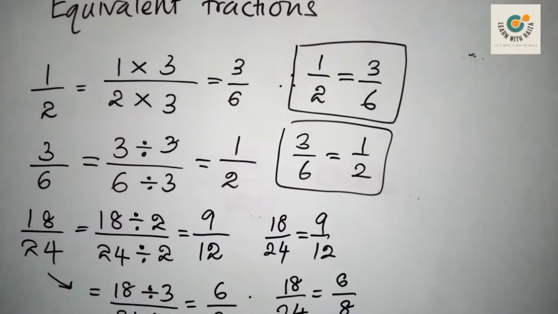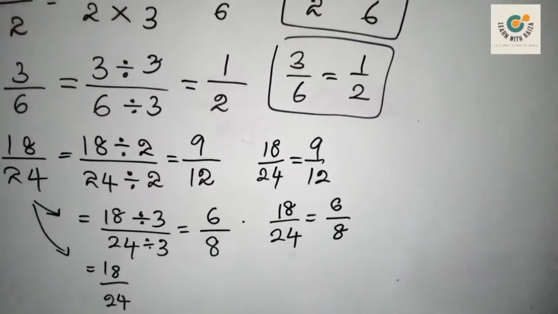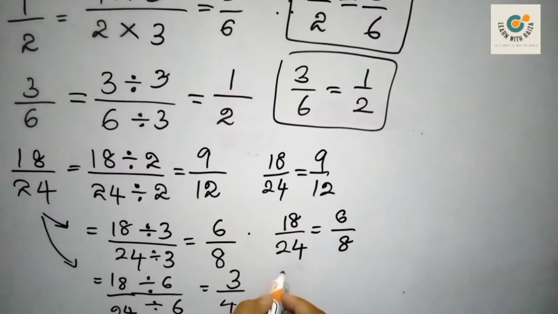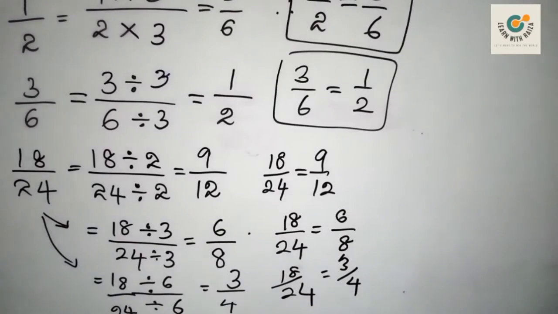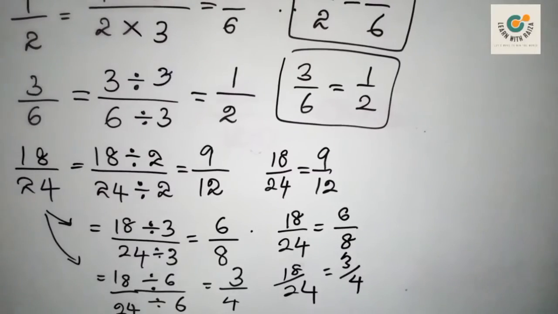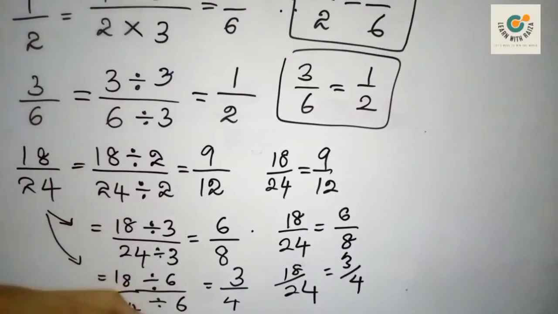If they ask you to make another pair of equivalent fractions, I can divide 18 and 24. I can divide both 18 and 24 by 6 from the 6 times table, where I get 3, and 24 divided by 6 is 4. So I can say 18 over 24 is equivalent to 3 over 4. Now I found 3 pairs of equivalent fractions for 18 upon 24: 9 over 12, 6 over 8 and 3 over 4. So I did it using the division method only.